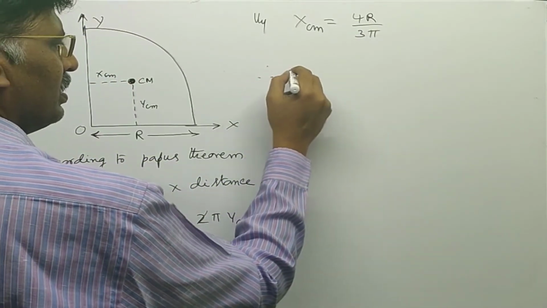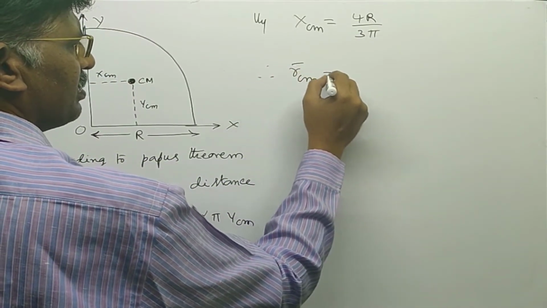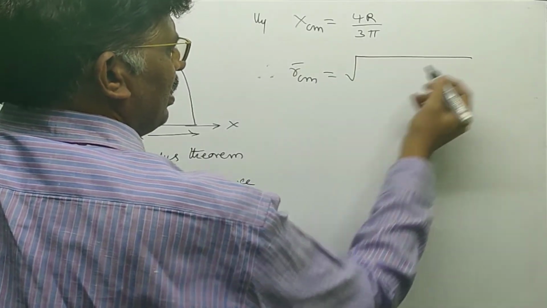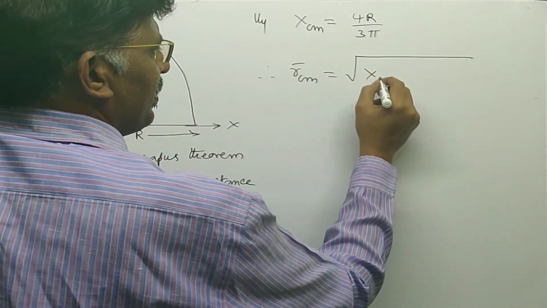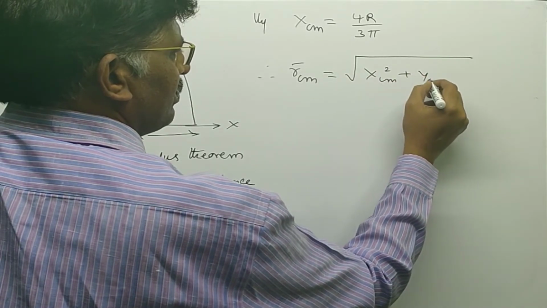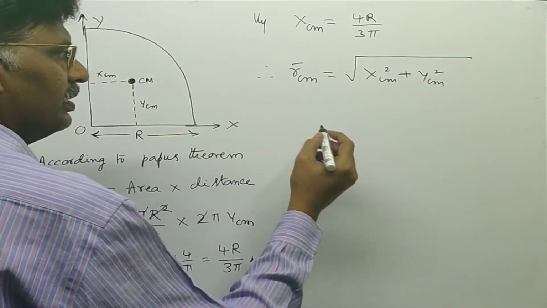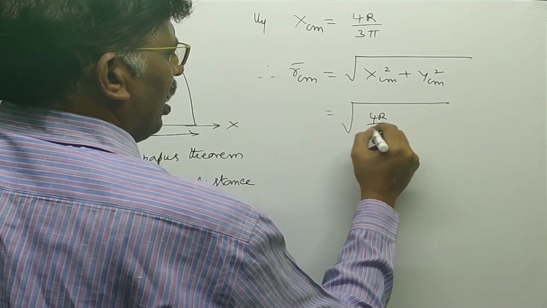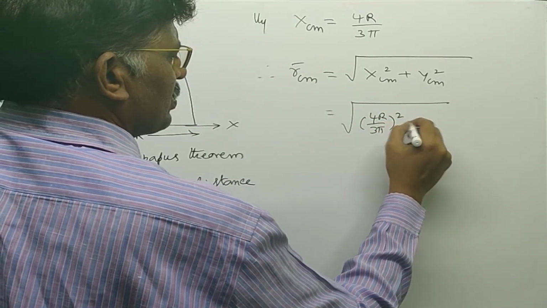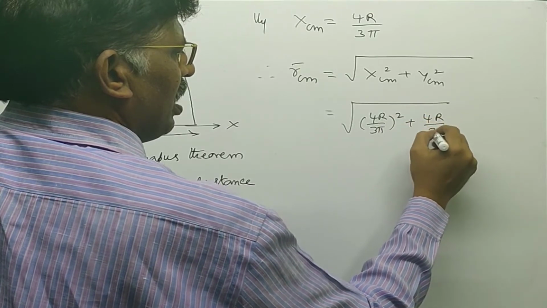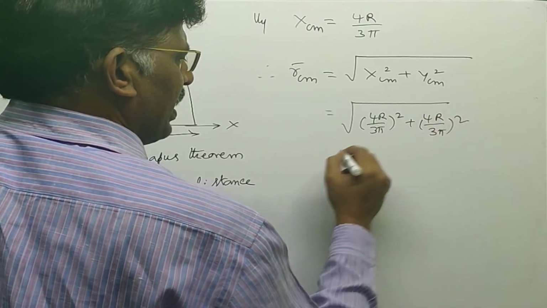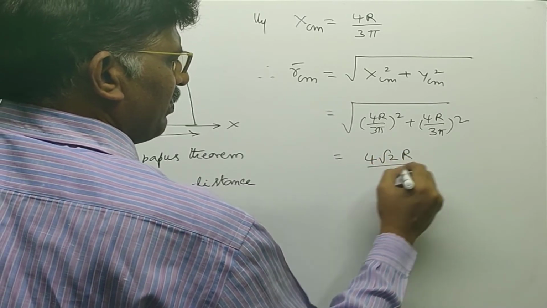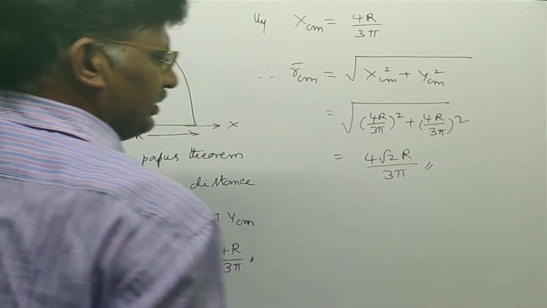So therefore, the position of the center of mass, rcm bar, can be written in terms of xcm bar and ycm bar, that is equal to the square root of (4r by 3 pi) whole square plus (4r by 3 pi) whole square, or this can be written as 4 root 2 r divided by 3 pi.